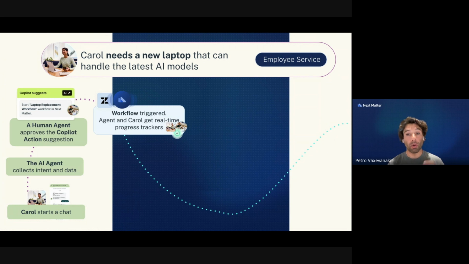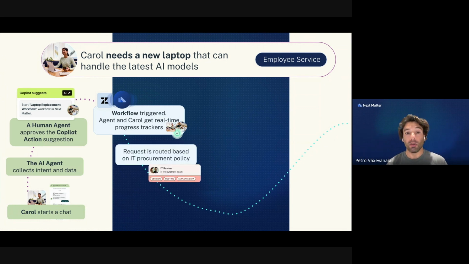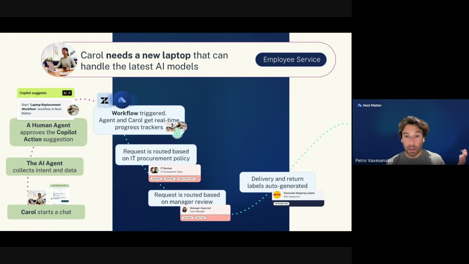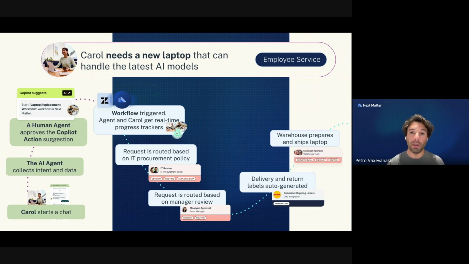Now that workflow will orchestrate all of the parts in the process in order to build the resolution and do it in minutes. So first of all, the request is going to be routed based on the IT procurement policies and the human that needs to approve that. Then there's going to be another approval because this goes into an exemption, so the manager has to approve. Then the delivery and return labels need to be auto-generated thanks to an integration that will be in the workflow.